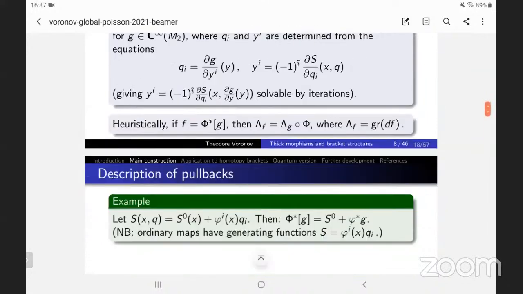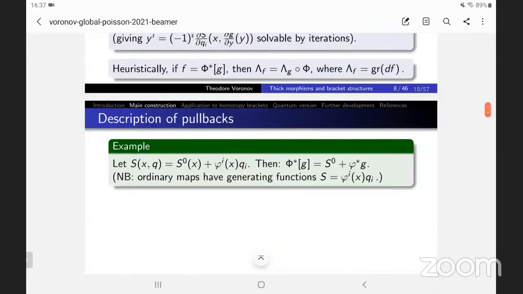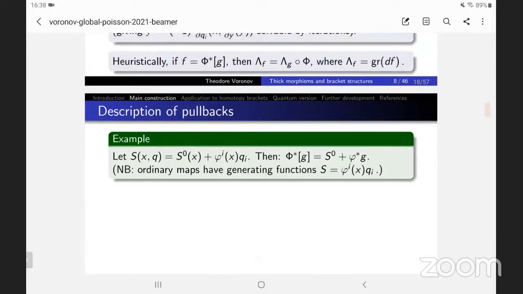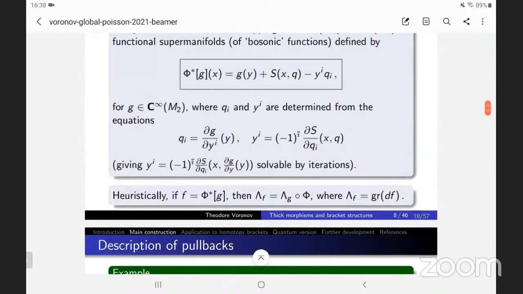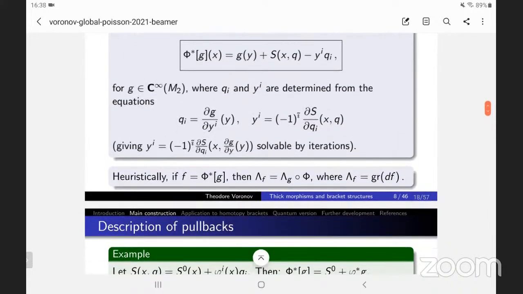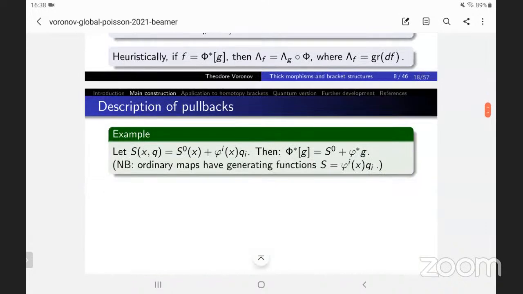So let's look at the example. Suppose you have a very simple generating function, which has an additive term as zero and a function which is linear in momentum variables on the target manifold. One can calculate, it's a very good exercise for a student, look at this formula. So now this equation will decouple. In this special case the equations will decouple. And then, some miracle: if you add these two terms and subtract y_i q_i, then you will get the ordinary pullback plus an additive term. So ordinary pullbacks are obtained in this way.